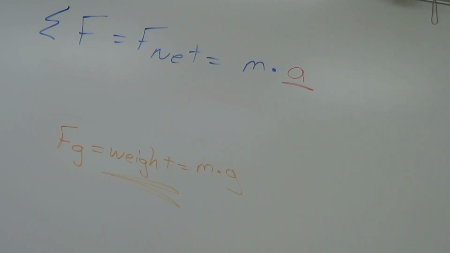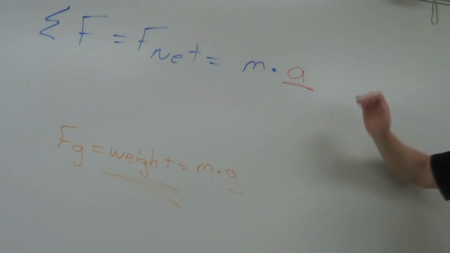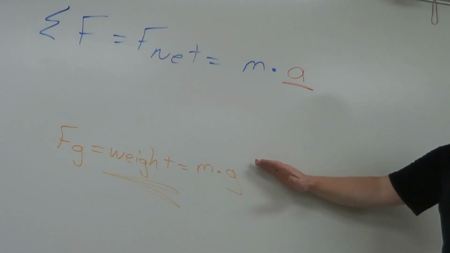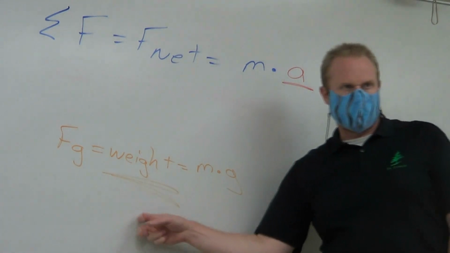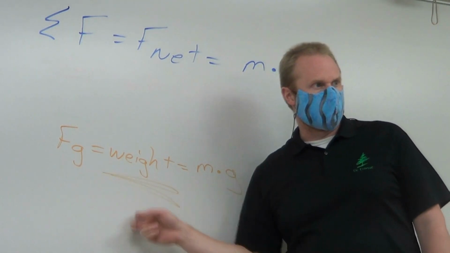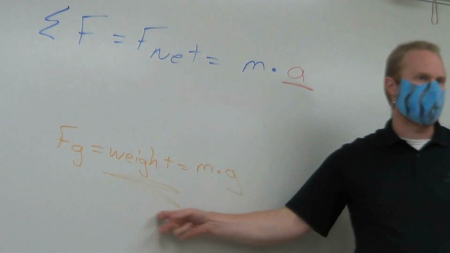These are the 2 equations you'll need. Newton's second law: F net is equal to m times a, and Fg, also known as weight, is equal to m times g. Let me talk about this really quick. Fg is equal to weight.